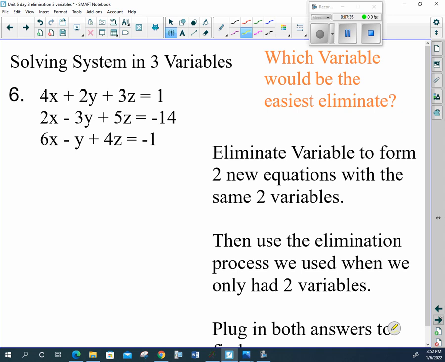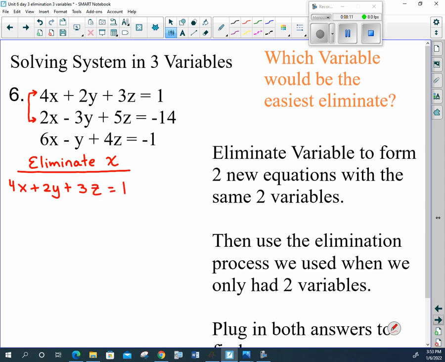Once you make your decision, it doesn't matter what variable, but once you make it, don't change your mind. You have to stay with that variable for a little while. So we're going to start off by eliminating our x's. I've got to use two equations, so I'll just use the top two. The top equation has a 4x. The bottom equation has a 2x. Those need to be opposite numbers. So I will multiply the bottom equation by -2. I'm not going to do anything to the top equation; I'm going to write it just the way it is.